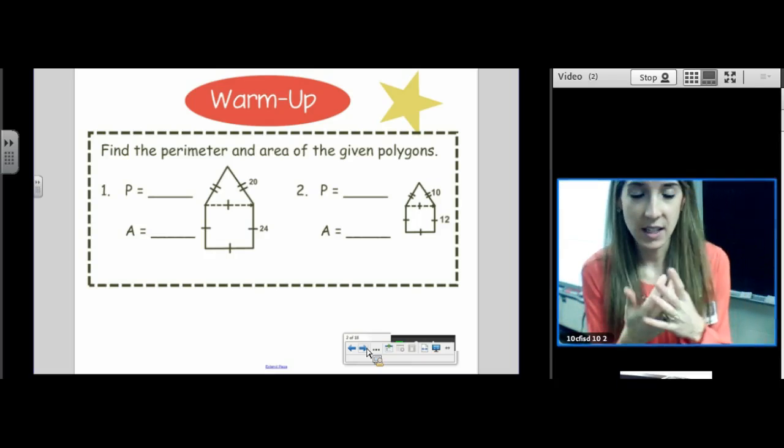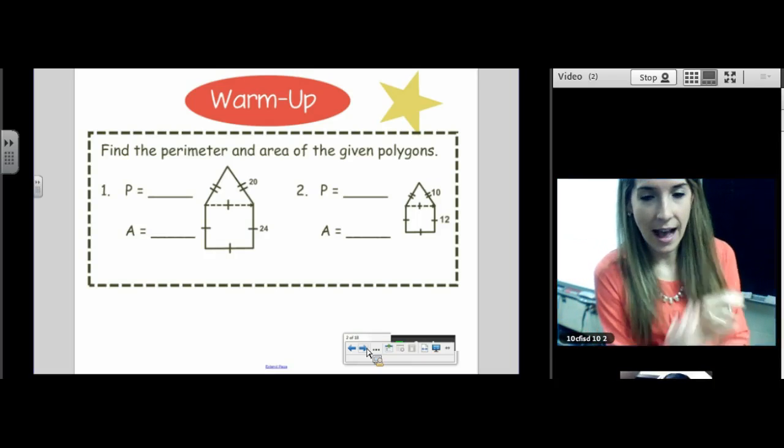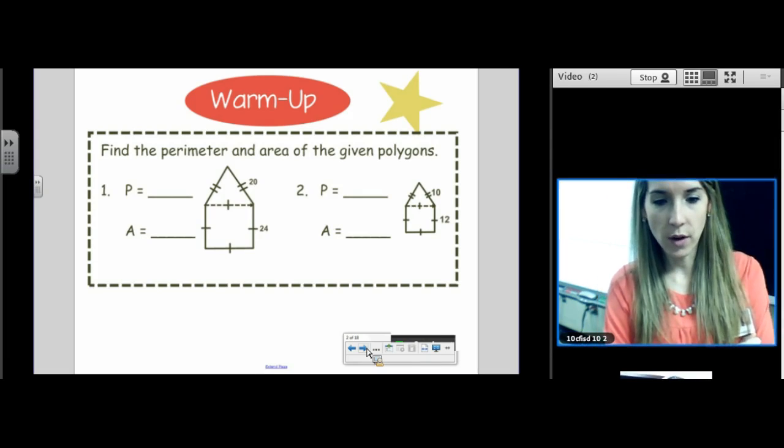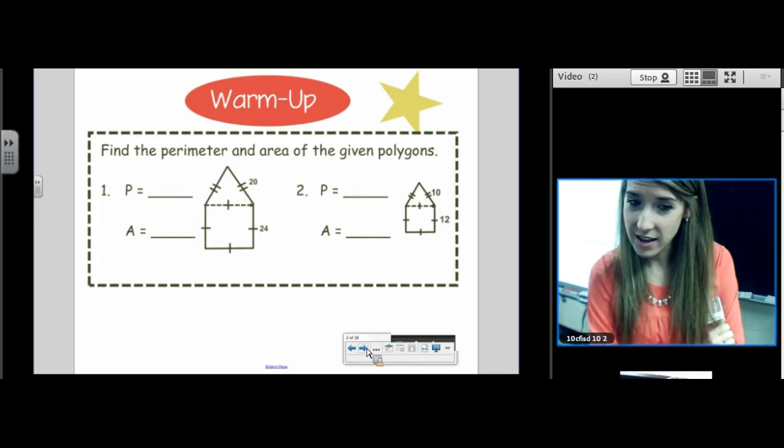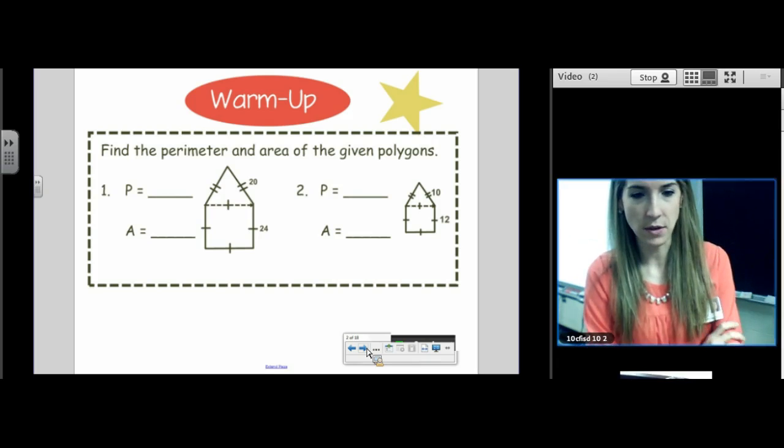This one is going to lead us right into our lesson today. This is the last lesson of the unit. It is over perimeter and area ratios. You've already learned this lesson in the similarity unit, so it's just going to be a review today.